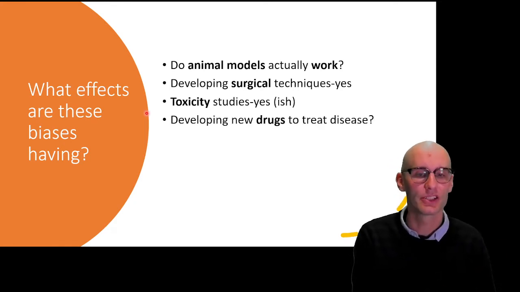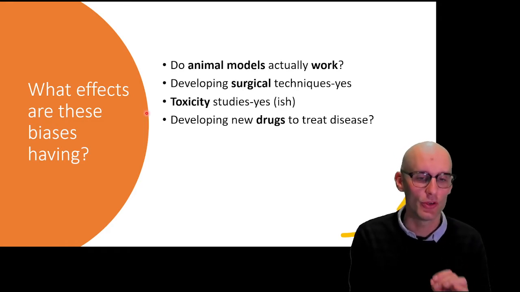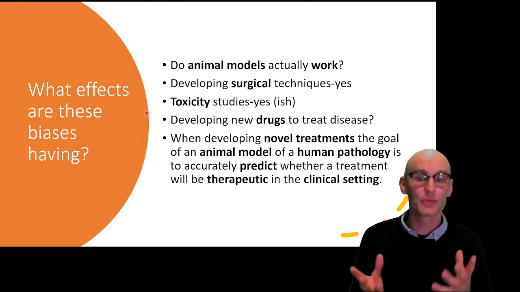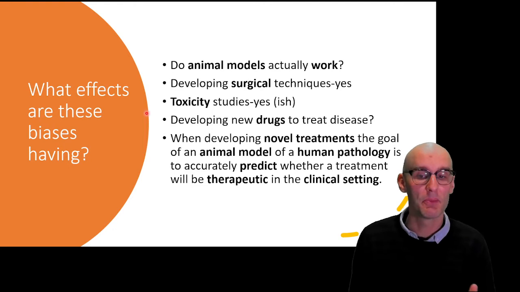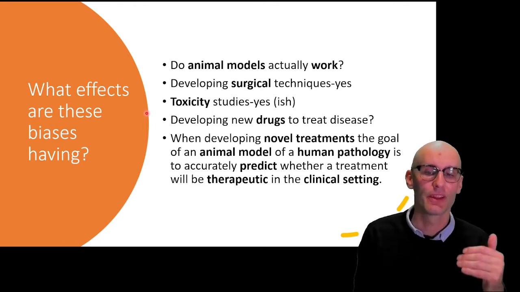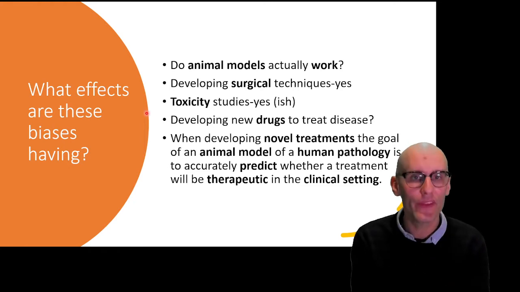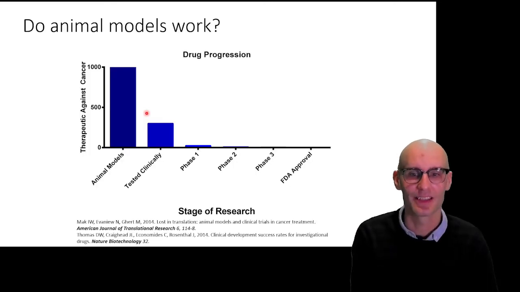Developing new drugs to treat disease. Do animal models work for developing new drugs to treat disease? So let's define this. When developing novel treatments, the goal of an animal model of human pathology is to accurately predict whether the treatment will be therapeutic in the clinical setting. So let's look at the data. This is our hypothesis. Let's look at the data and test this hypothesis.